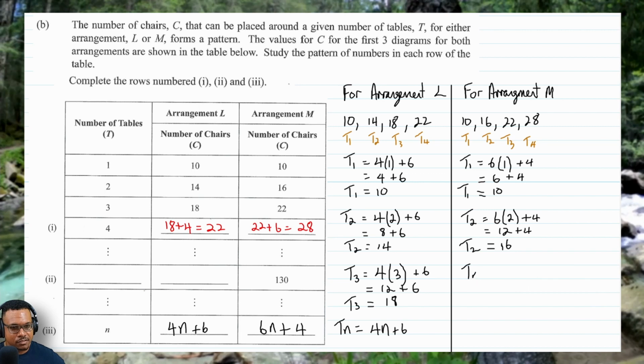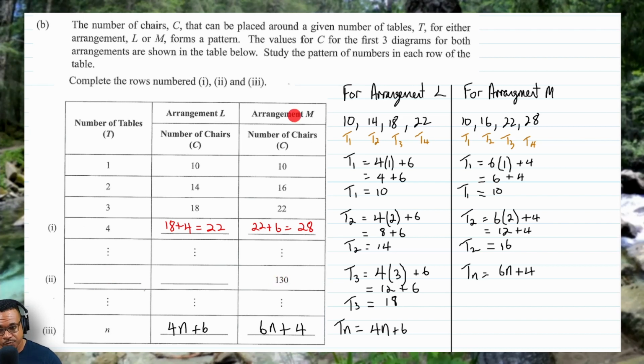So my nth term will be 6 times n plus 4. So now that I established part 3, which is the nth term, the general formula for the number of chairs for arrangement L and M, I can focus on part 2 now. So this 130 is the number of chairs for arrangement M. Now we need to know how many tables we need to get 130 chairs using arrangement M.